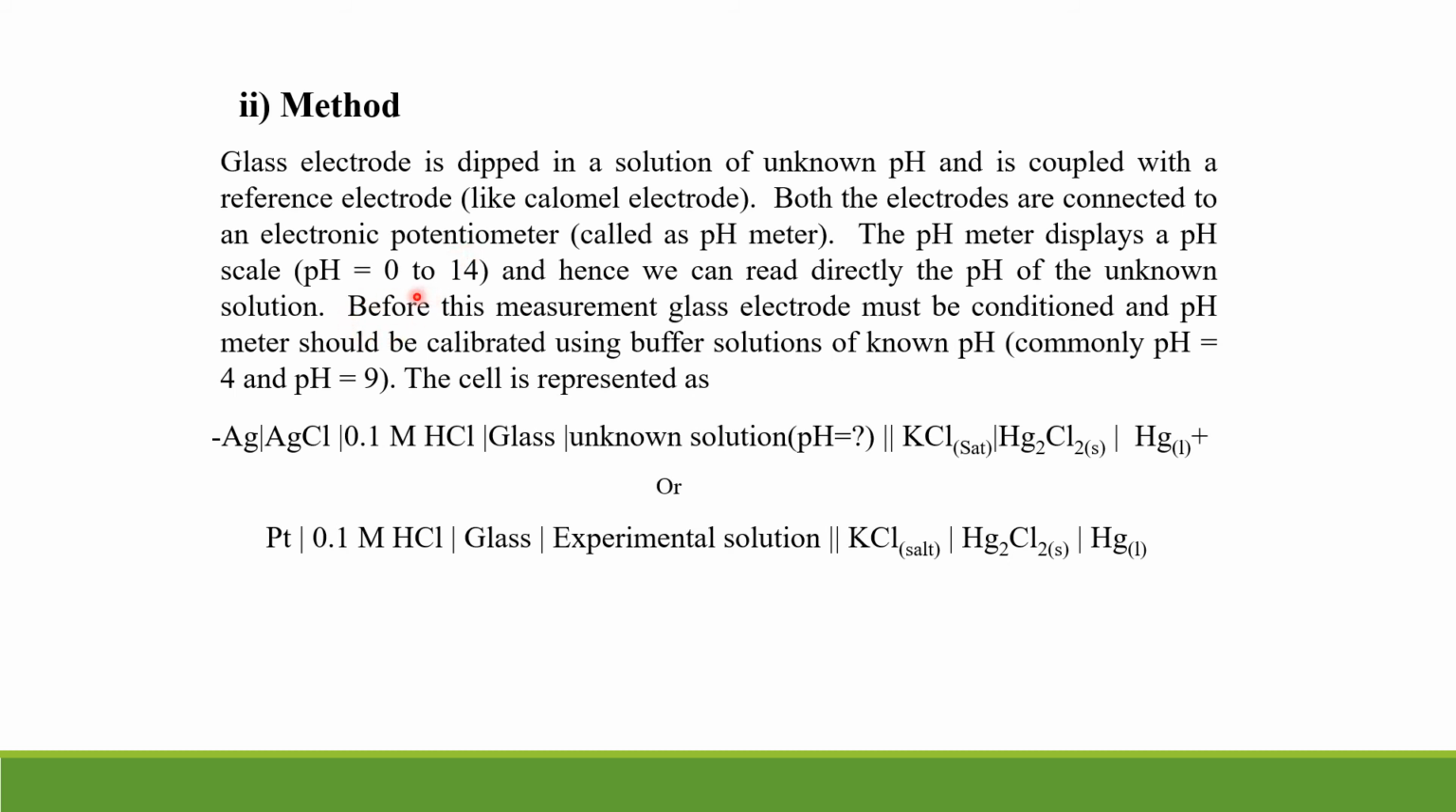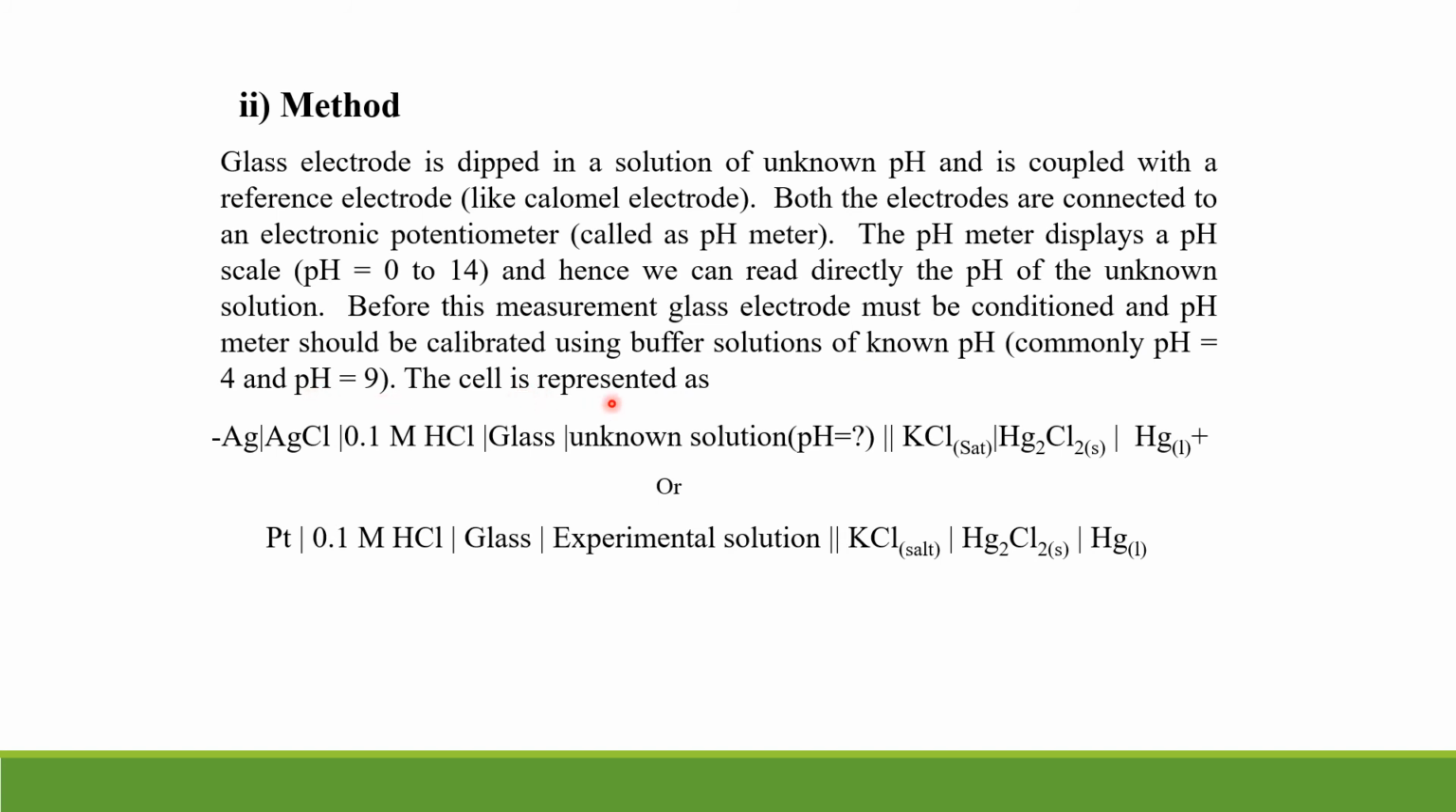The pH scale, as all of you know, ranges from 0 to 14, and before taking this measurement you have to condition the glass electrode. The glass electrode must be conditioned, and the pH meter has to be calibrated using buffer solutions of known pH. Commonly the buffer solutions used are pH 4 and pH 9. So the glass electrode has to be conditioned and the pH meter calibrated using two buffer solutions: one is the buffer solution of pH 4 and the other is the buffer solution of pH 9.